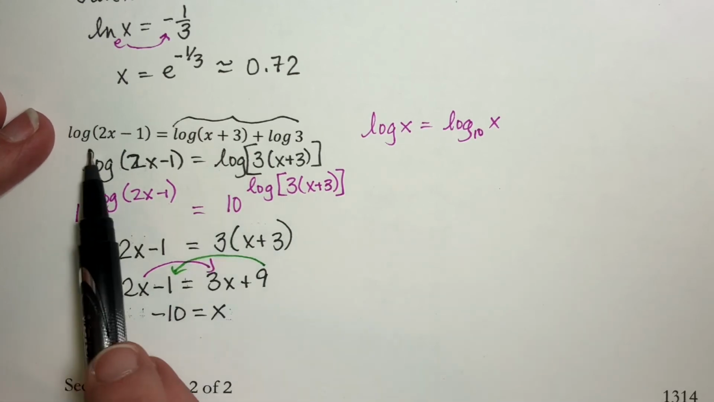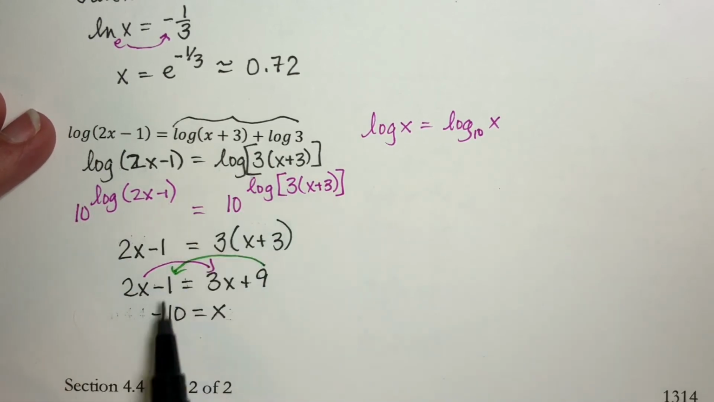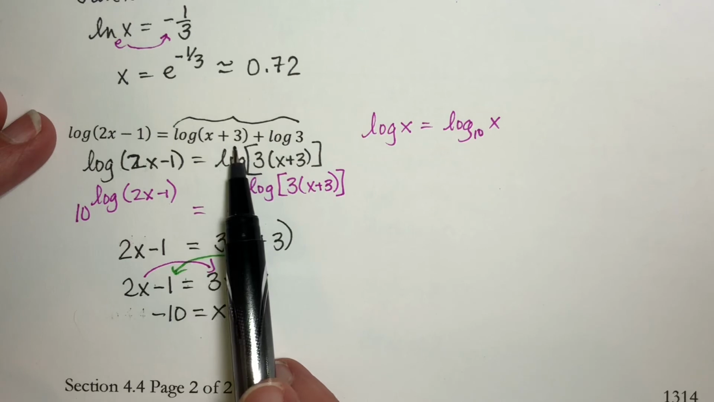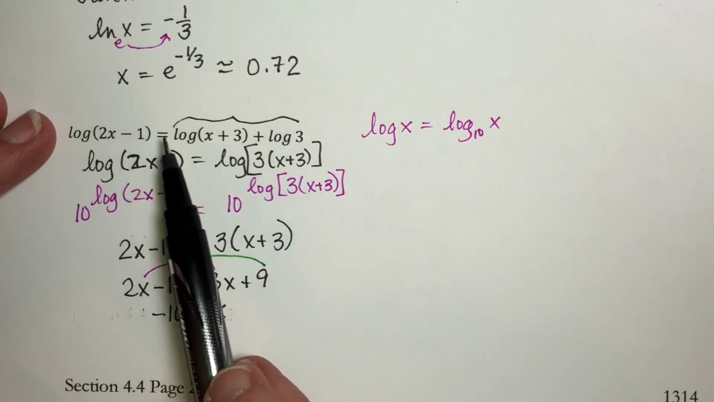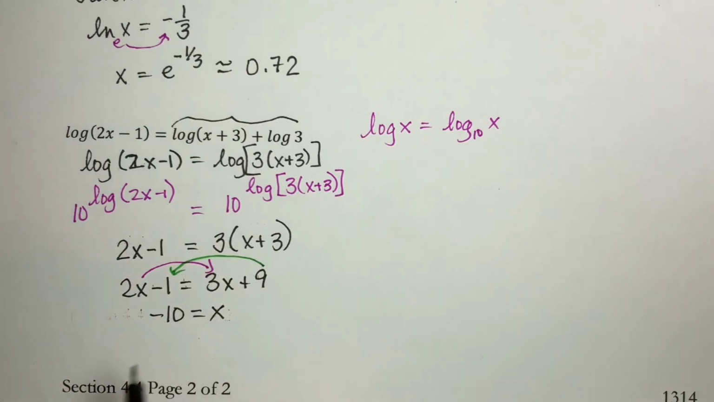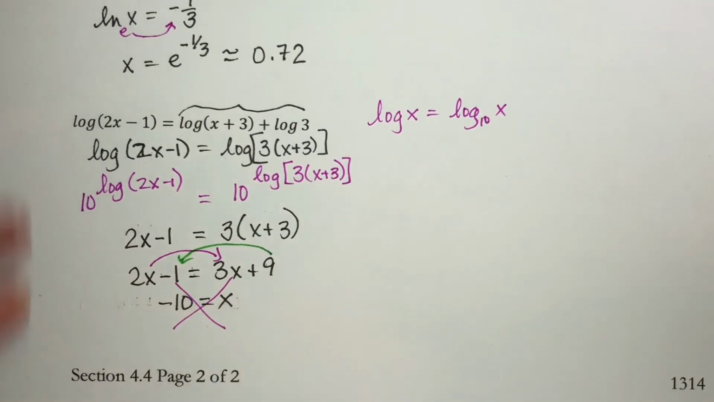Does it work in the domain of these? Well, let's do this one first because it's easier. If I plug in negative 10 here, I have negative 10 plus 3, which would be negative 7. So I'd need to take log of negative 7, which I cannot do. I must throw this answer away.